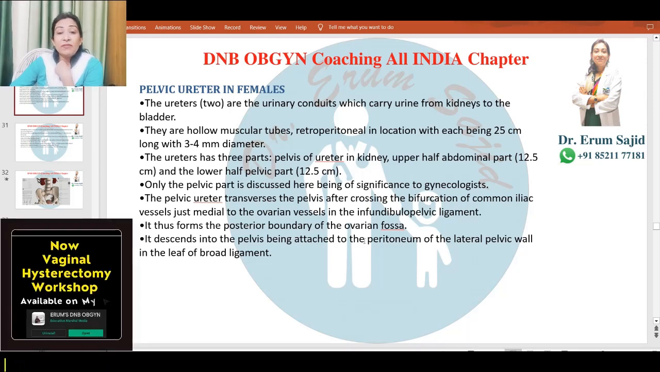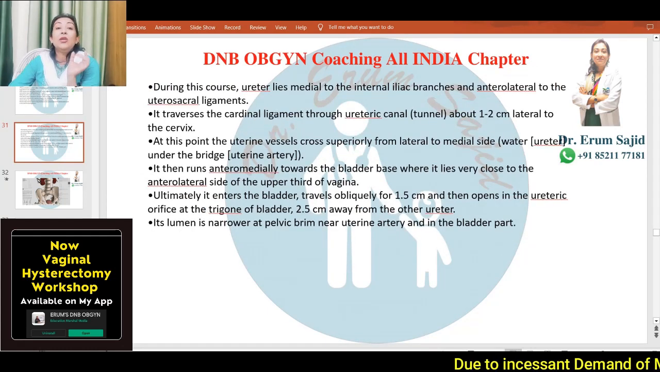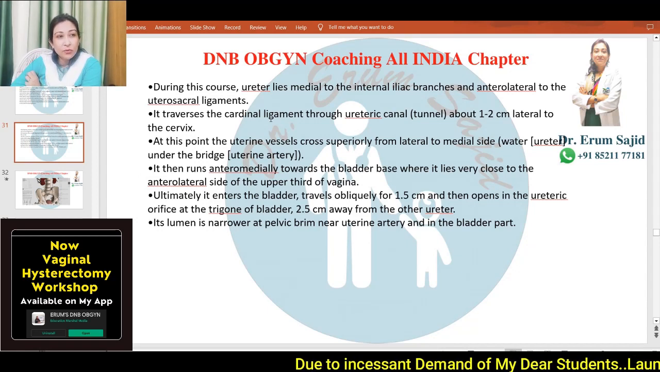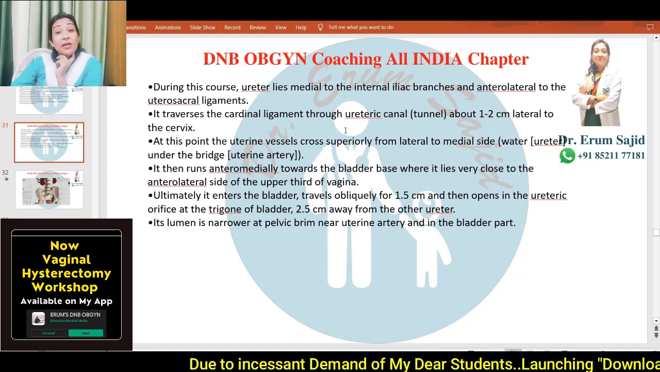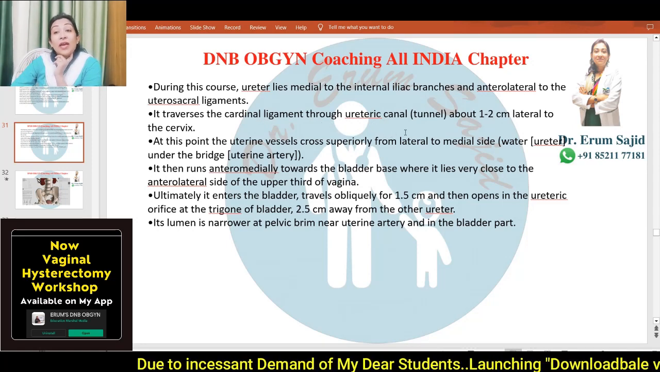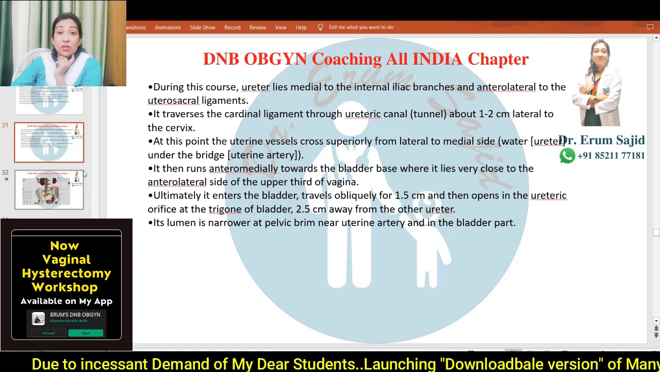It descends in the pelvis, being attached to the peritoneum of the lateral pelvic wall, in the posterior leaf of the broad ligament. And during this course, the ureter lies medial to the internal iliac branches, anterolateral to the uterosacral ligaments, because it has to go anteriorly. It traverses the cardinal ligament through the ureteric tunnel, which is very, very important, around 1 to 2 centimeters lateral to the cervix. Can you imagine that?